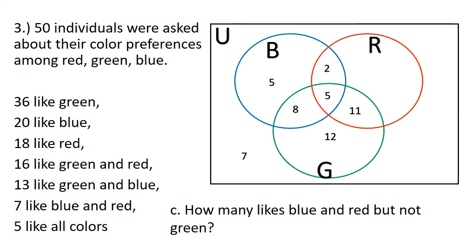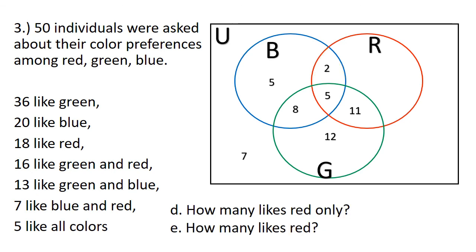We have our third question. How many like blue and red but not green? So they like blue and red, but not green. The answer here is only 2 individuals who like blue and red but not green. Fourth question. How many like red only? Our answer in this item is 0. Nobody likes red only.